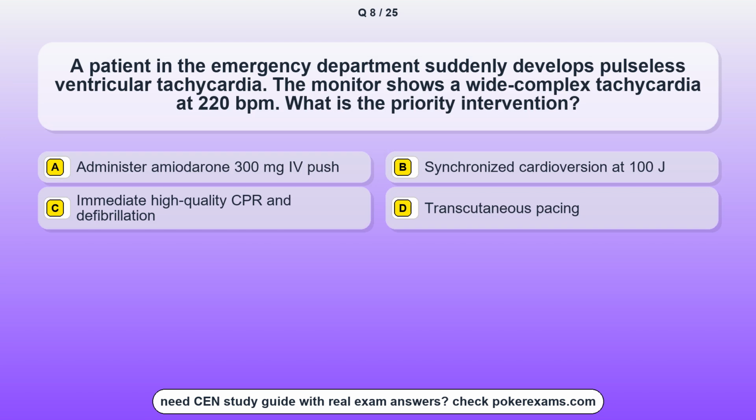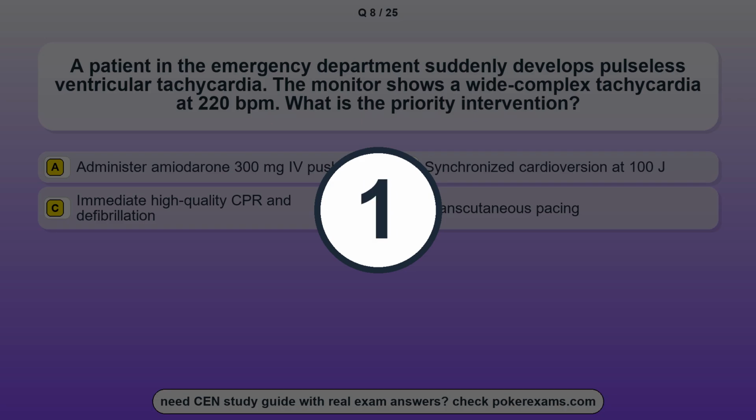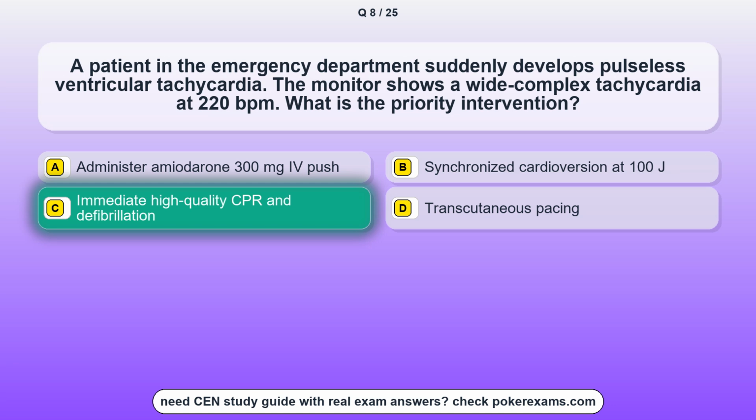Question 8. A patient in the emergency department suddenly develops pulseless ventricular tachycardia. The monitor shows a wide complex tachycardia at 220 bpm. What is the priority intervention? Option A, administer amiodarone 300 mg IV push. Option B, a synchronized cardioversion at 100 J. Option C, immediate high quality CPR and defibrillation. Option D, transcutaneous pacing. The correct answer is option C, immediate high quality CPR and defibrillation.